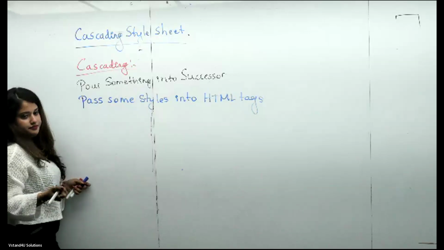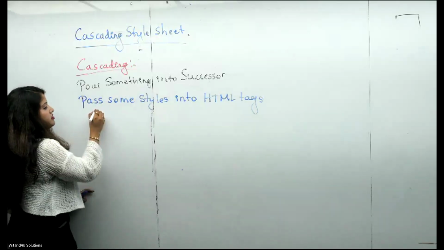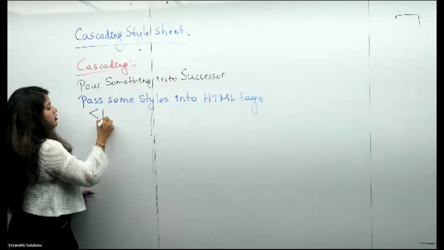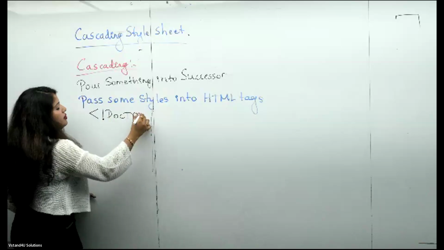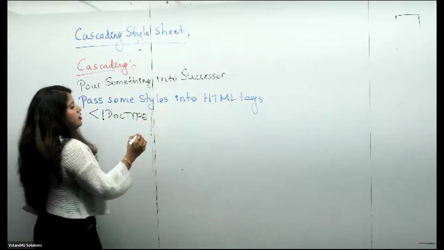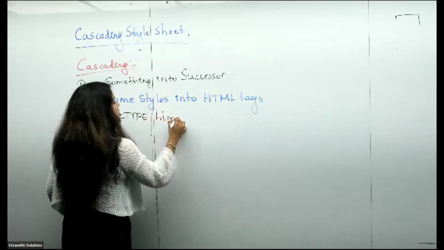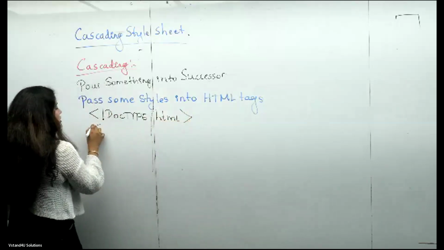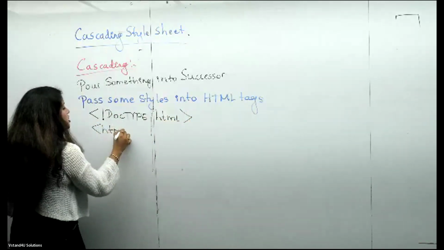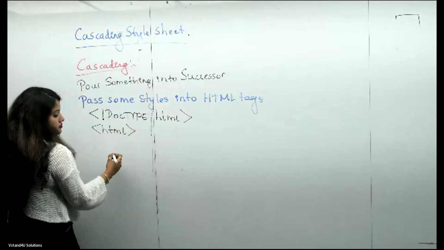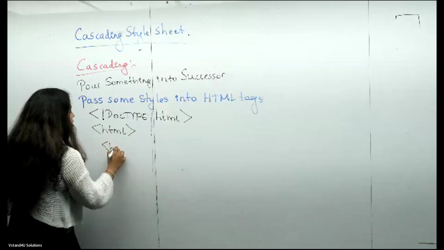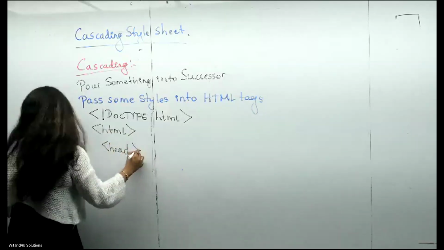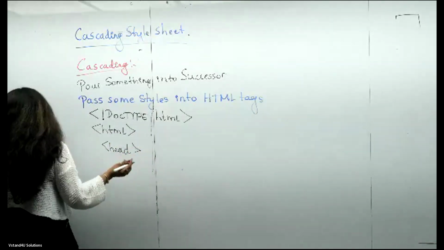Shall I start? So what should I write first? Your HTML code structure. That is nothing but doctype, doctype HTML, and then write the HTML tag. Then you will have the head tag, and inside this head tag, you will share the HTML files.